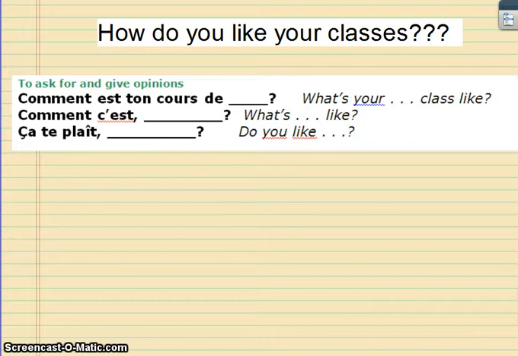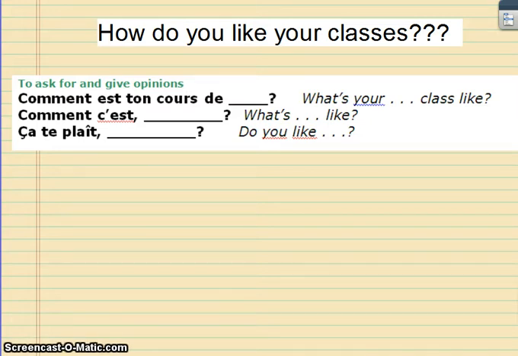So first things first, we have to learn how to ask about the classes. We have 3 different ways of basically saying the same thing. Comment est ton cours de ___? And you notice that there is a line after that. Make sure you write that line in your notes so that you know you have to fill in that blank right there with the class name, because it doesn't translate word for word. In the English version of this phrase, it's what's your math class like, and the word math goes in the middle. But in French, it's comment est ton cours de mathématiques, and it comes at the end. So you always want to make sure you draw in your line so you know where your actual class will go in. Either way, like I said, it literally means how is your course of or your class of math.